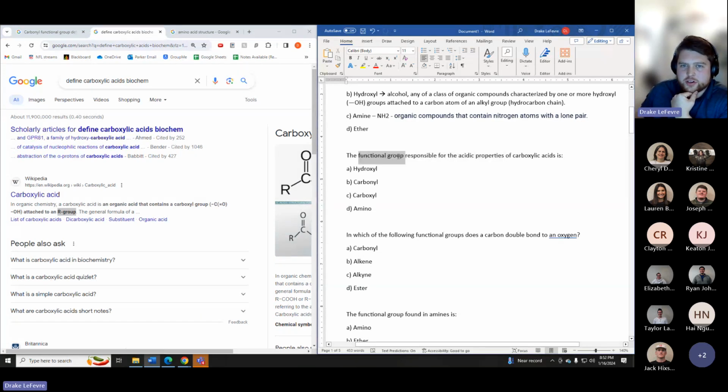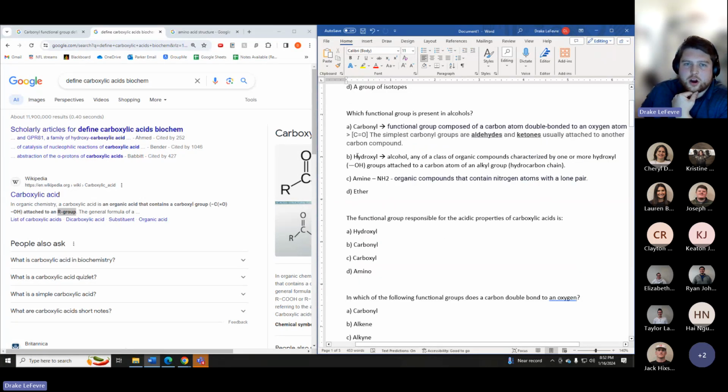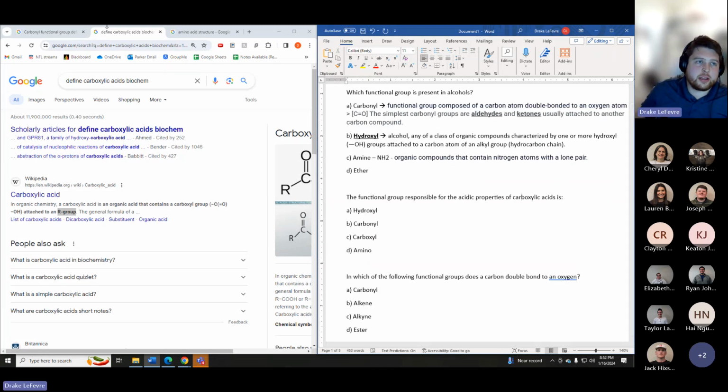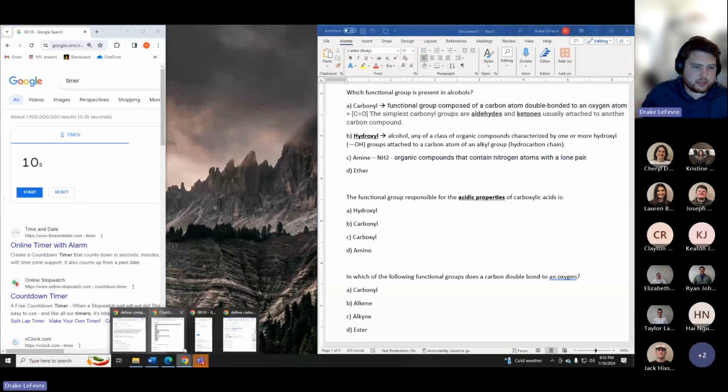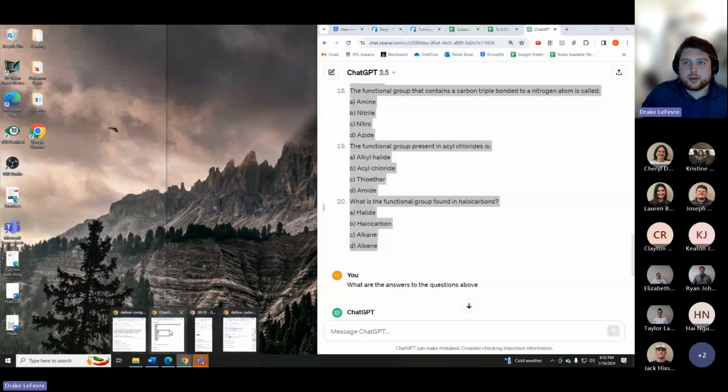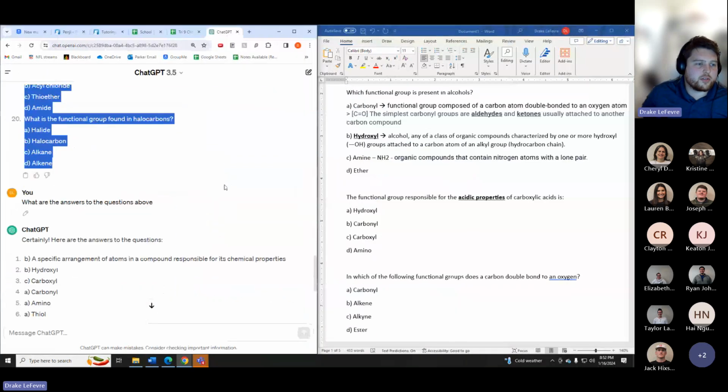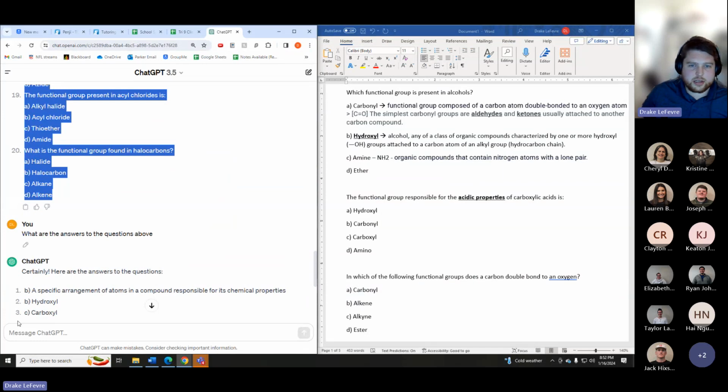So we read here, the functional group responsible for the acidic properties of carboxylic acid is, as we read already, the carboxylic acid contains a carboxyl group. We need to read the question carefully because it's talking about the acidic properties, referring to it being a proton. Let's look back at the answer, because I almost put carboxyl, but I don't think that's going to be right. I could be wrong because I'm not perfect. I don't know everything. The answer is carboxyl.